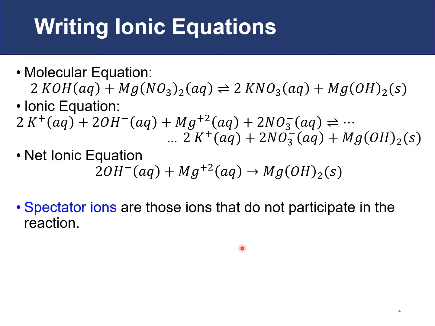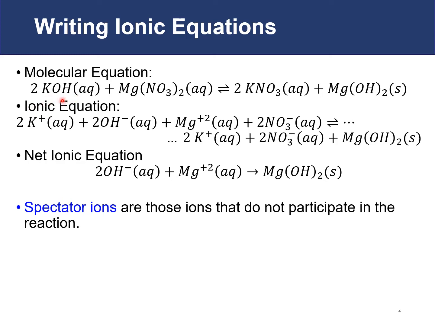Now, the way that we have previously been writing out our equations is what we call the molecular equation form. In this case, we have potassium hydroxide reacting with magnesium nitrate to form potassium nitrate and magnesium hydroxide. From this, we can see that the magnesium hydroxide is going to be a solid, and everything else will be in aqueous solution. However, what's really going on is that the potassium hydroxide is not bound together.